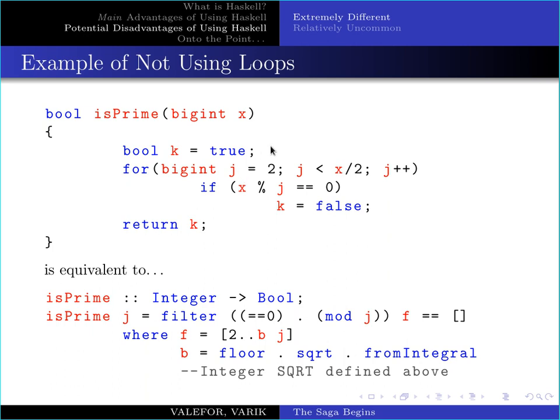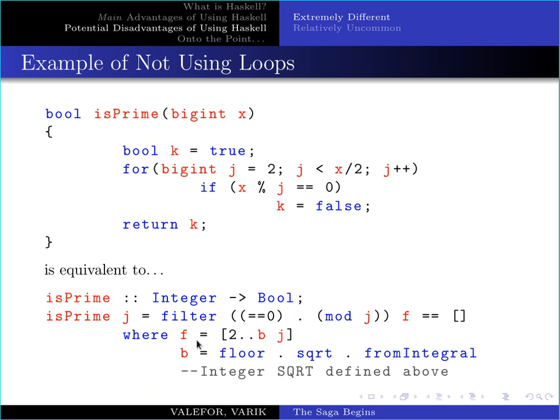Anyway, we iterate the variable Juliet, which we first define as being equal to 2 because everything's divisible by 1. We increment that until it reaches the integer square root function of the input X-ray. And if X-ray is congruent to 0 modulo Juliet, then variable kilo is set to false because X-ray clearly has a divisor and primes do not have divisors. That's the definition of a prime. We then return kilo.